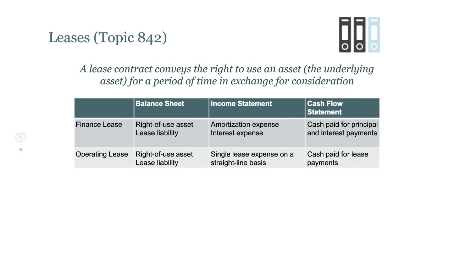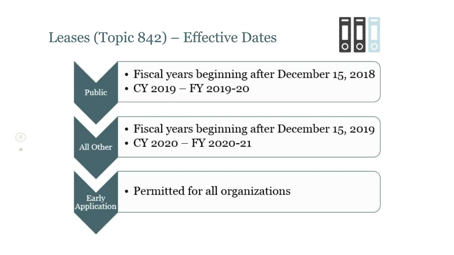A reminder about the effective dates for this standard. So if you're a public entity, that means you have Conduit Debt. It's effective for your years beginning after December 15th, 2018. So that would be a calendar year 2019 or your fiscal year 1920. If you're not, you've got a year longer to prepare for this. And early adoption is permitted for all organizations.